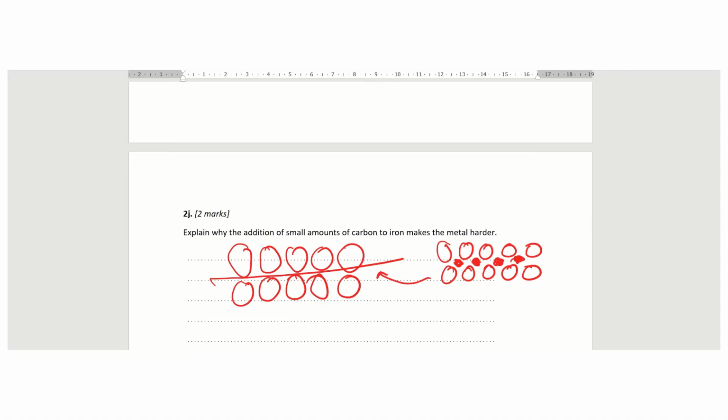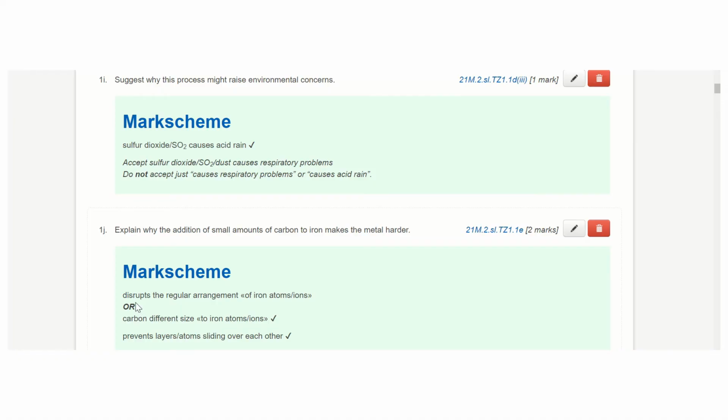So if we look back at the mark scheme, this is exactly what they want you to say. It's either that it disrupts the regular arrangement of iron atoms or ions, or that the carbon is different in size to the iron atoms or ions, which prevents the layers or the atoms sliding past each other. Now remember that this is 2 marks, so that means that you need to talk about 2 things. Either this point, which is disrupting of the regular arrangement of iron atoms or ions, or that the carbon is different in size to the iron atoms or ions. But you must say in either case that it prevents the layers or atoms sliding over each other, which makes it harder.